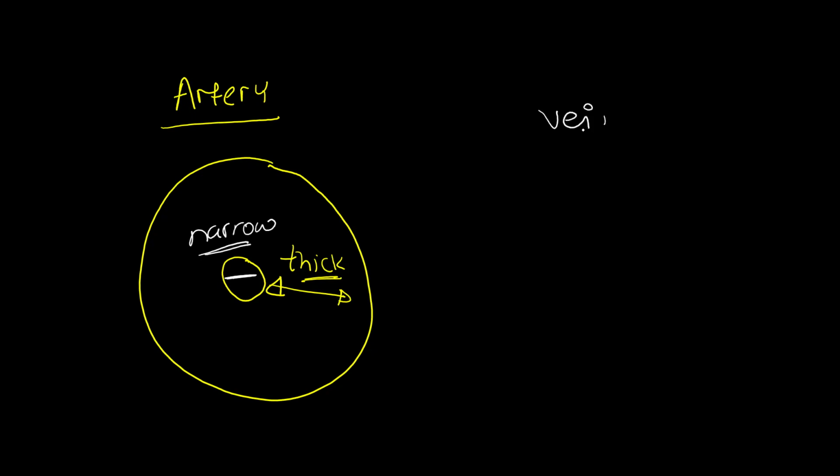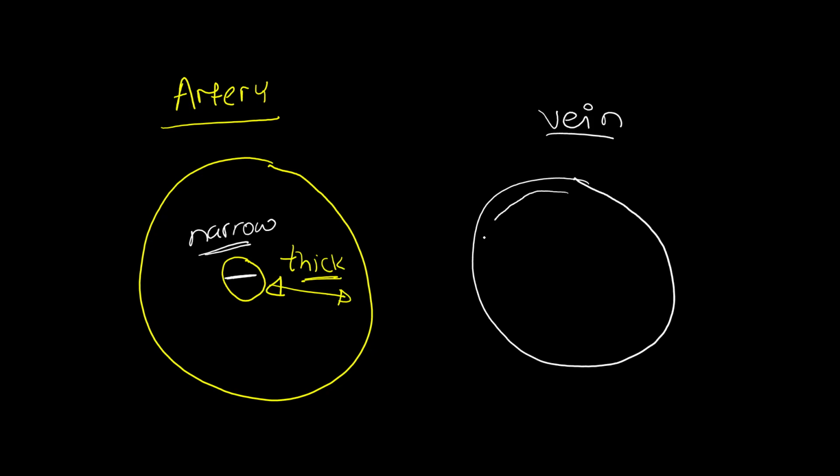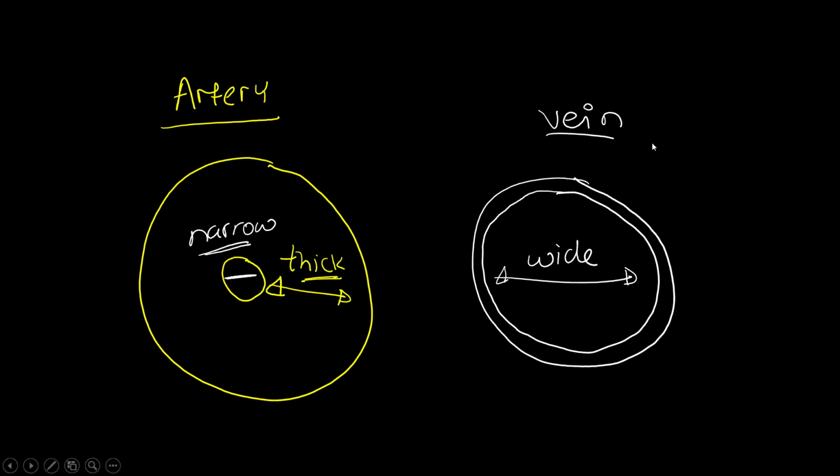Vein, I will also draw 2 circles, but one big circle, just the same size as the artery, but the inner circle here showing you I have very thin walls and very wide lumen. I stressed on that in class because the vein carries blood at low pressure.